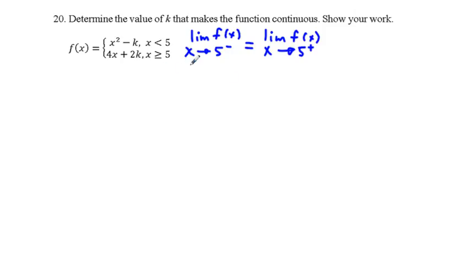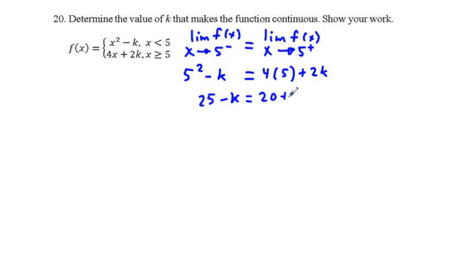And what we have there on the left side, we have 5 squared, x squared minus k. And on the right side, we have 4 times 5 plus 2k. And simplifying, we have on the left side 25 minus k, and on the right side, we have 20 plus 2k.